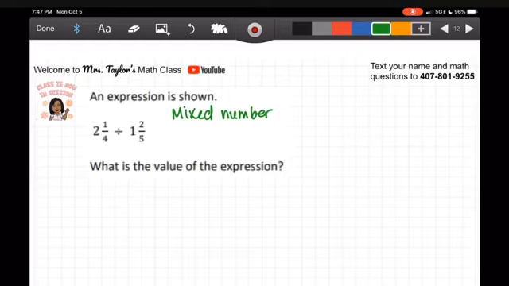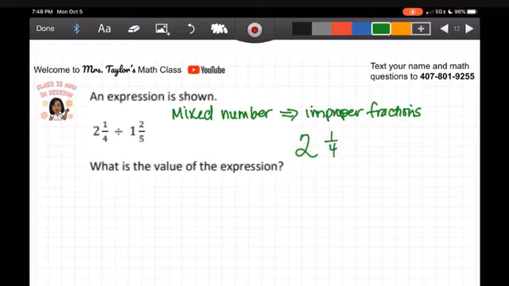So let's change our mixed numbers to improper fractions. That means that our numerator is going to be greater than our denominator. So how do we switch them around? 2 1/4. So you say 4 times 2, and then you would add the 1. So this is going to be 4 times 2 is 8 plus 1 is going to be 9. So let me write that out. 4 times 2 plus 1. And you keep the same denominator, and you get 9 over 4.